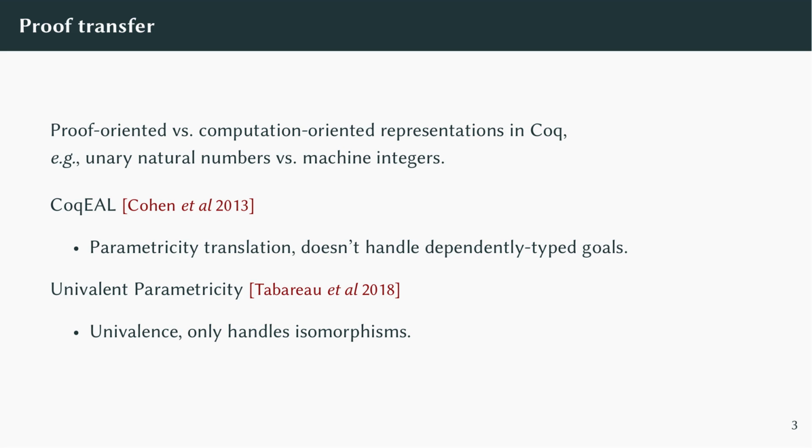While this work has been useful to formalizers of mathematics, it doesn't quite solve the problem at hand. Prior work relies on a parametricity translation to transfer results across program and data refinements, but it can't transfer dependently typed goals. Recent work on univalent parametricity relies on univalence, an idea from homotopy type theory, and while it can handle dependency, it can only transfer results across isomorphisms, so there are many cases of interest that it doesn't cover.